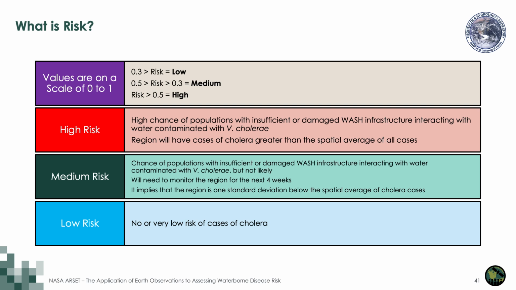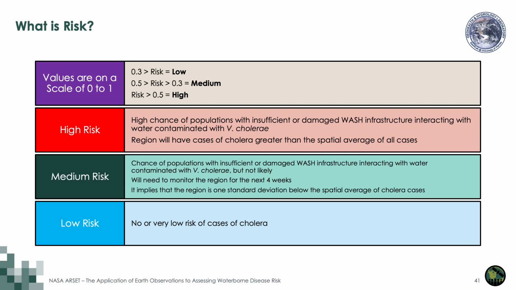High risk basically means that there is a high chance of populations that have insufficient WASH infrastructure interacting with contaminated water sources that contain the bacterium, and that regions will have cases of cholera generally greater than the spatial average of cases for that region. Whereas medium risk is that there's still a chance that the human populations there, with the insufficient WASH infrastructure, might interact with Vibrio cholerae, but it is a little bit less likely.